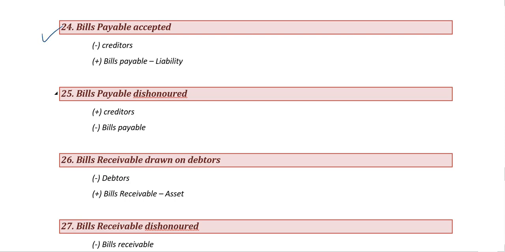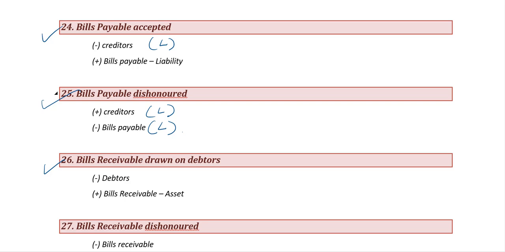Bills payable accepted. We need to deduct from creditors. Creditors is a liability. And we will add to bills payable. Bills payable is also a liability. Bills payable dishonored. We need to add to creditors. Creditors is a liability and we will deduct from bills payable. Bills payable is also a liability.